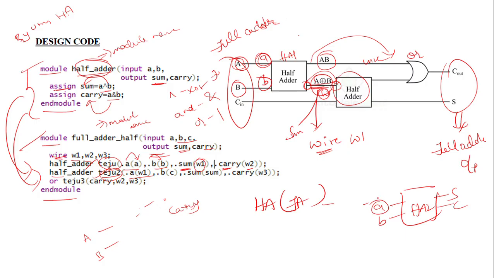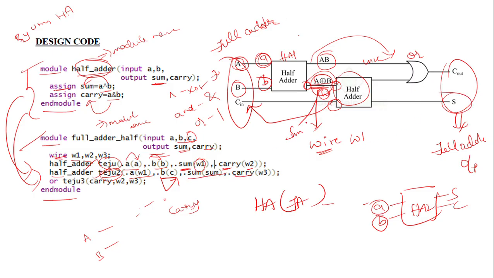Next, what you have to do? B is connected to, simply the second port is connected to C. That's why in this code we represented it with C. So you simply write B of C, means B is connected to C and A is connected to W1. W1 is nothing but our first half adder sum output. That's why I write like that. So sum is directly our full adder sum. That's why you can simply write sum of sum.